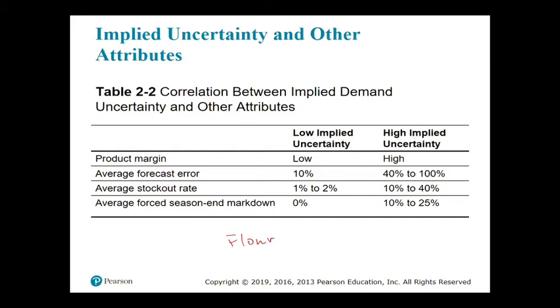On the other hand, if we have a fashion product, a new clothing design, that would fall into the high implied uncertainty category. Right, so that's why in the apparel industry we see a lot of seasonal markdowns during Christmas or at the end of any selling season.